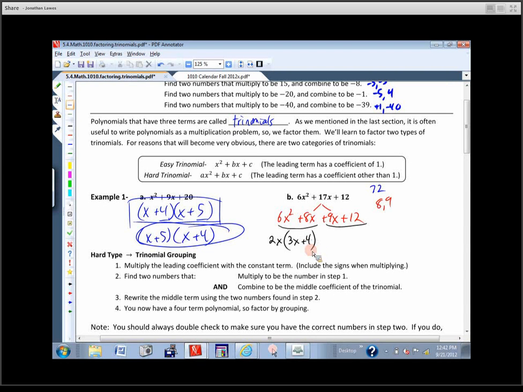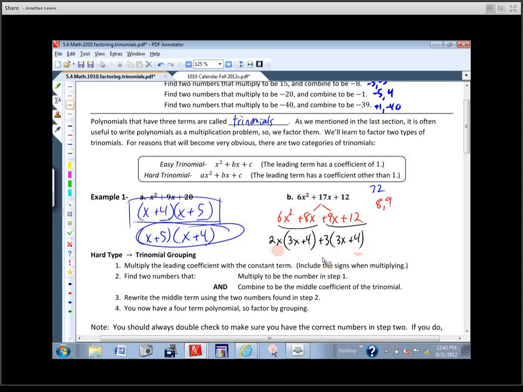Okay, now I'm going to focus my attention on these second two. What do they have in common? They have a positive 3 in common. So remember, write down the sign that you take out. So it looks like we've got terms here. If I take a 3 out of a 9x, I'm left with a 3x. If I take a 3 out of a 12, I'm left with a positive 4.